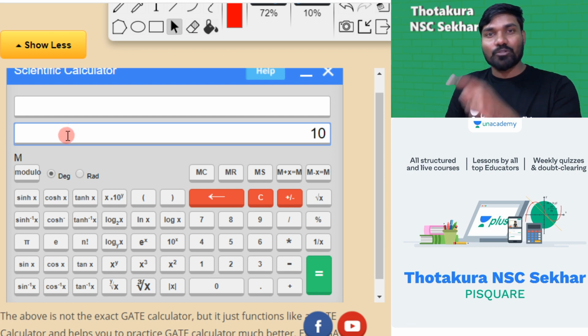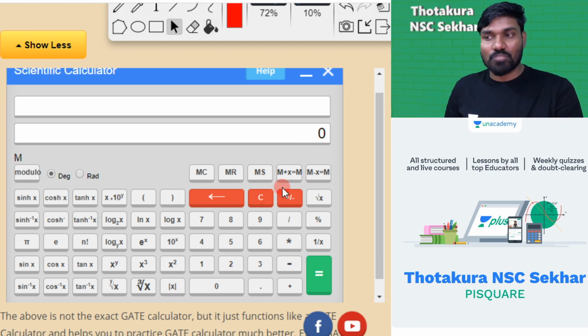Now tell me, if I press this button once again, 10 is added to memory 10 and stored in the memory. If I recall it, 20. Okay, this is what the memory does.